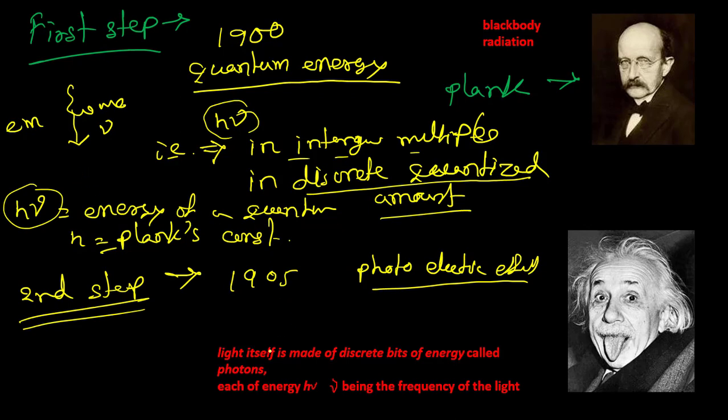Light itself is made of discrete bits of energy called photons. The same idea he took from Planck: energy of h nu, nu being the frequency of light. He described the photoelectric effect. We will see later what the description was. So we first see the steps, how we come from classical mechanics to this quantized and discrete matter, which will later be called quantum.